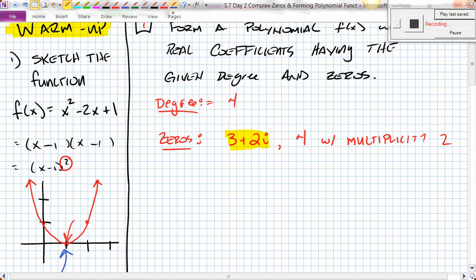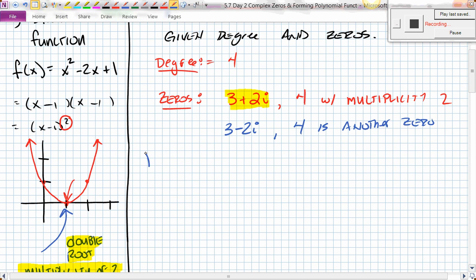So the first thing we want to do is get the other zeros. Well, since 3 plus 2i is a 0, I know by the complex conjugate theorem that 3 minus 2i is the other 0. And since 4 has a multiplicity of 2, then I know that 4 is another 0, because it has to happen twice, just like this one over here has a double root, this x minus 1 thing. All right, so now that I have picked out my zeros, what I need to do is obtain my factors. Now you may recall that if 1 is a 0, then x minus 1 is a factor.